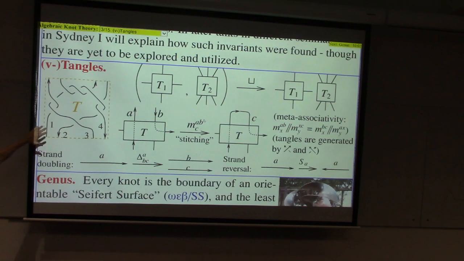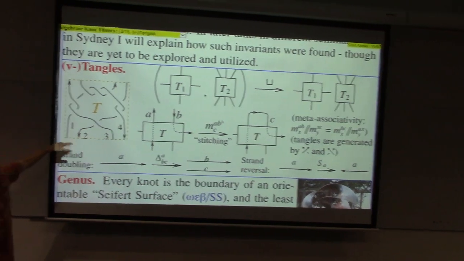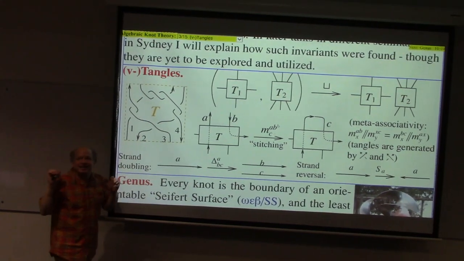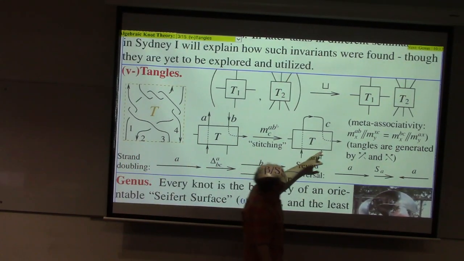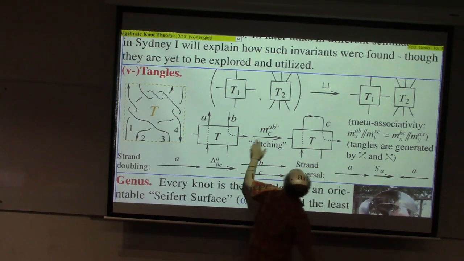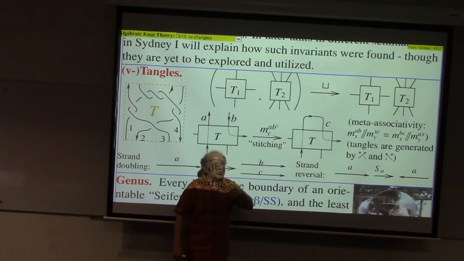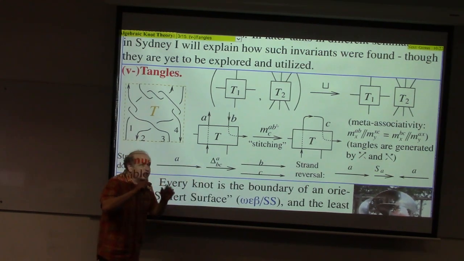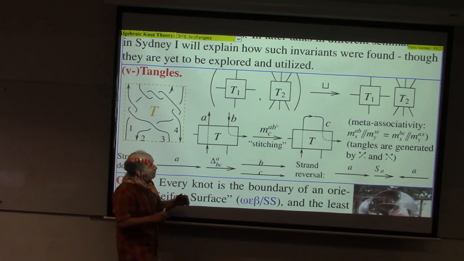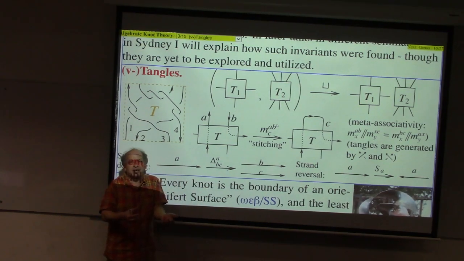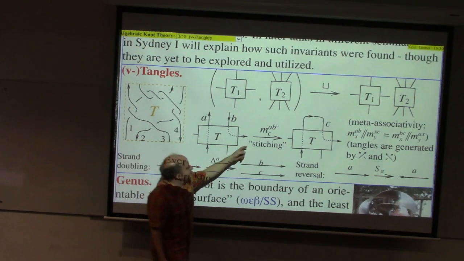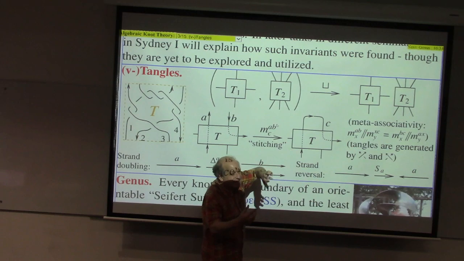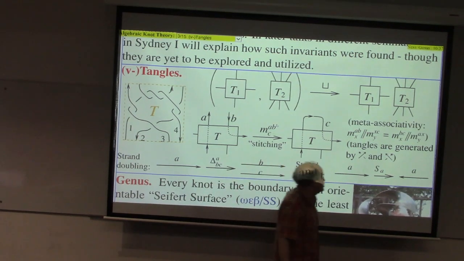So the algebraic structure that all of these things together make is called a Metahopf algebra. Basically, the stitching operation corresponds to multiplication in a Hopf algebra. This corresponds to co-multiplication, but they're not quite multiplication and co-multiplication. For example, because multiplication is usually a binary operation, whereas the stitching is a unary operation. Okay, but they are neighbors, they're close to each other.